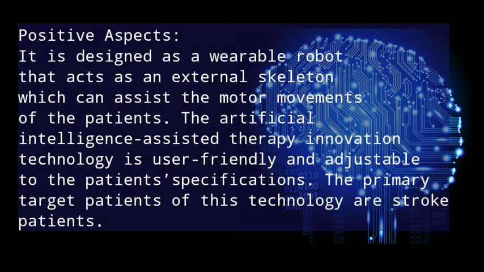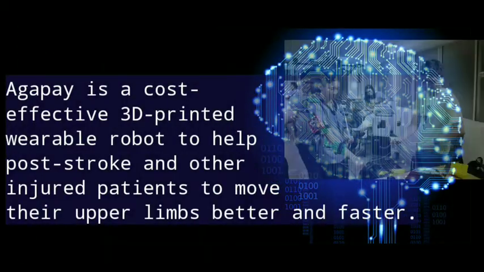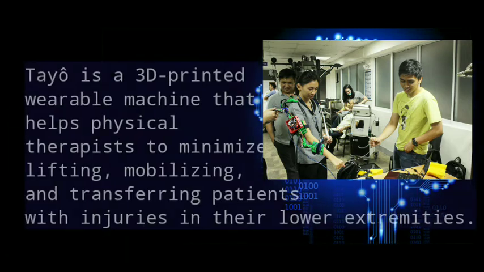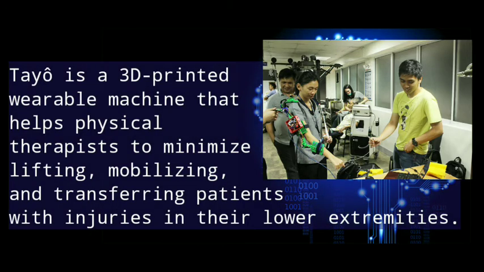It is designed as a wearable robot that acts as an external skeleton which can assist the motor movements of the patients. The artificial intelligence-assisted therapy innovation technology is user-friendly and adjustable to the patient's specification. The primary target patients of this technology are stroke patients. Agapay is a cost-effective 3D printed wearable robot to help post-stroke and other injured patients to move their upper limbs better and faster. Meanwhile, Tayo is a wearable machine that helps physical therapists to minimize lifting, mobilizing, and transferring patients with injuries in their lower extremities.